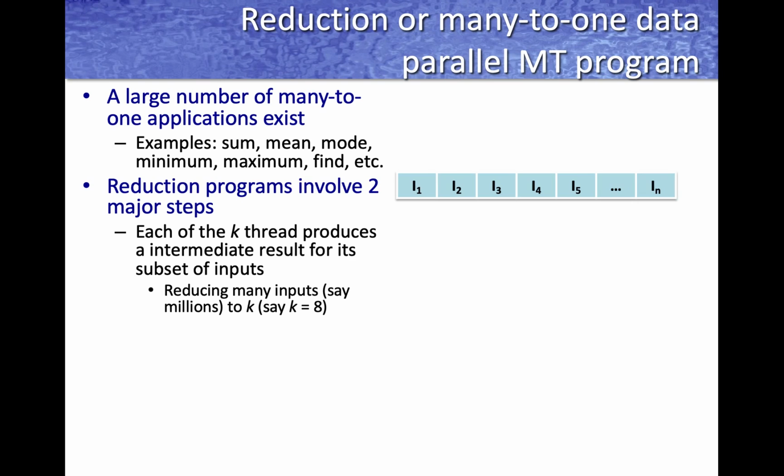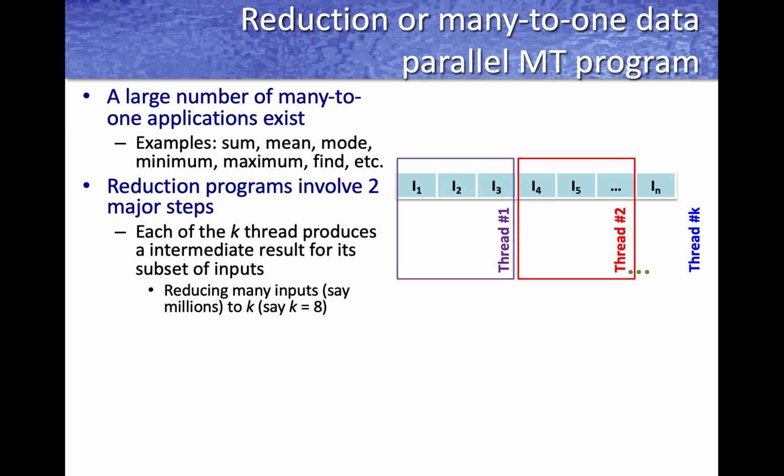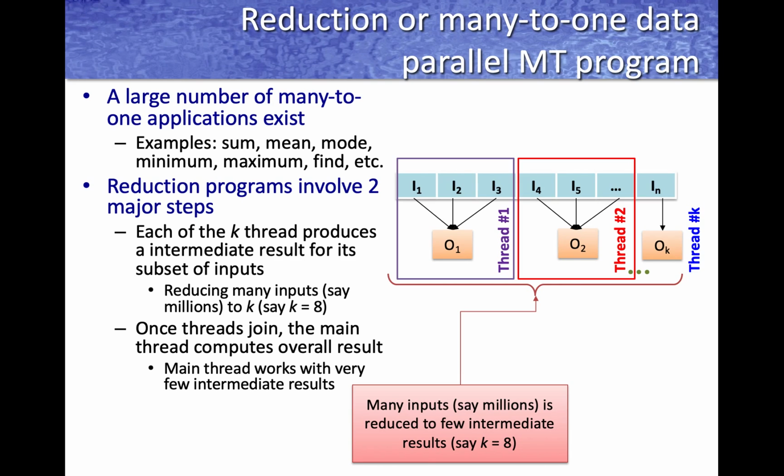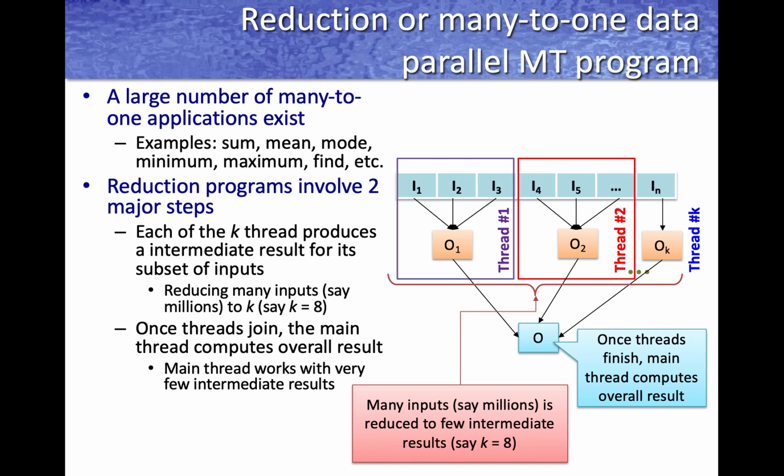Here, reduction involves two major steps. First, we're going to have a given number of threads. These threads are going to generate some intermediate results. And then here's where the reduction happens, where a large number of inputs, say millions of inputs, are reduced to a few intermediate results concurrently by multiple threads. Then once the threads are finished, the main thread collects the results. Now the main thread has only a few intermediate results to work with. Using those, it'll compute the overall result.